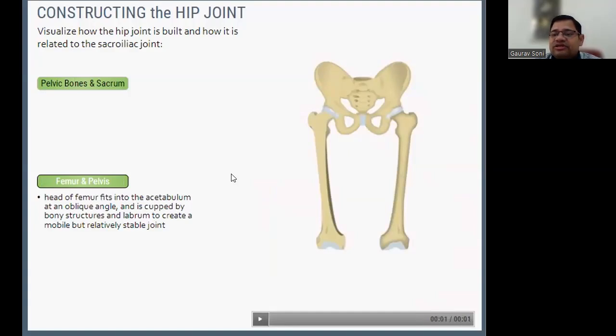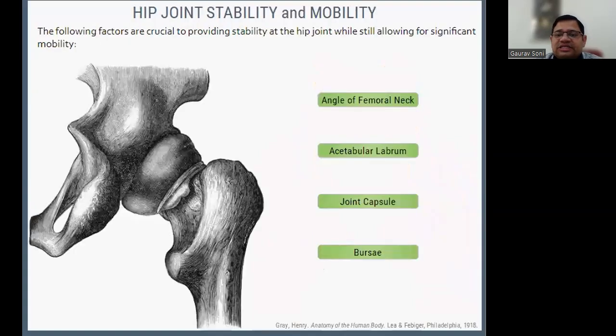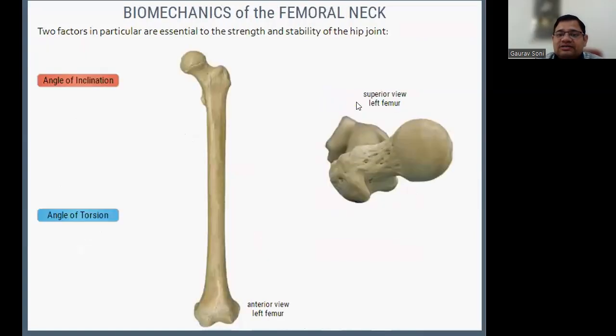It will not be fully free-flowing just like our shoulder joint, though it is also a synovial joint of the ball and socket variety. Again, you can see how this joint has been formed. Now, to stabilize this joint, we need something to restrict some movements actually. So first of all, this has been done by the angle of the femoral neck.